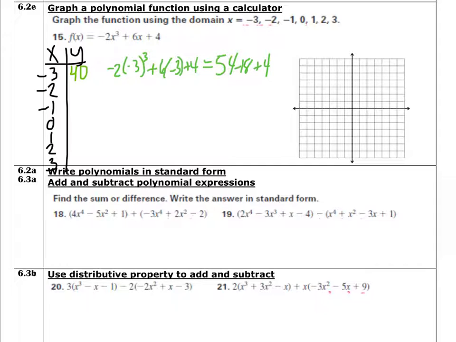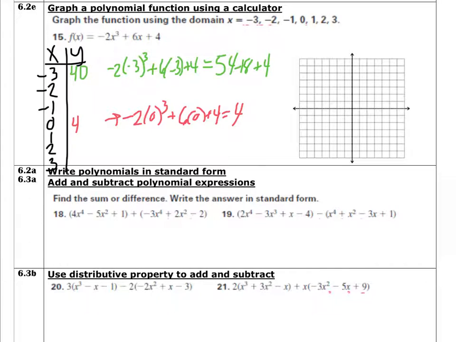Let's walk through another one. How about when x is 0? So there'd be -2 times 0 cubed plus 6 times 0 plus 4. Well, 0 cubed is 0. 0 times -2 is 0. This is 0 and this is 4. So the answer here is 0, 4.